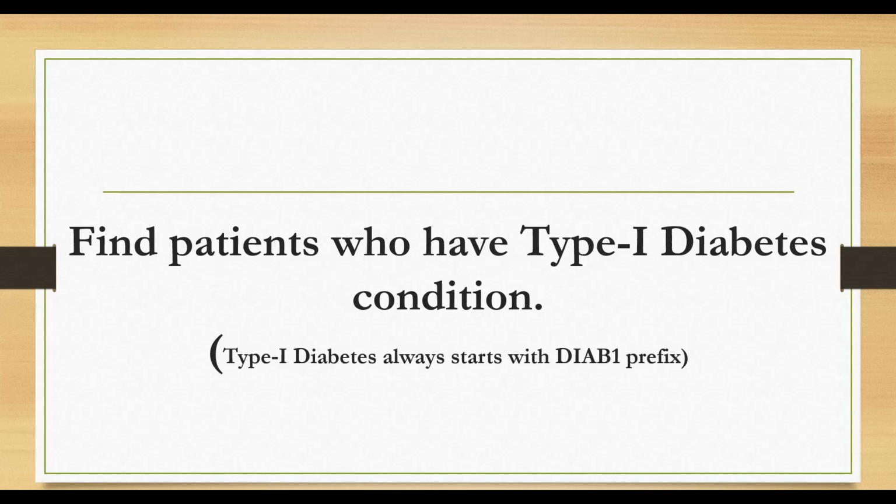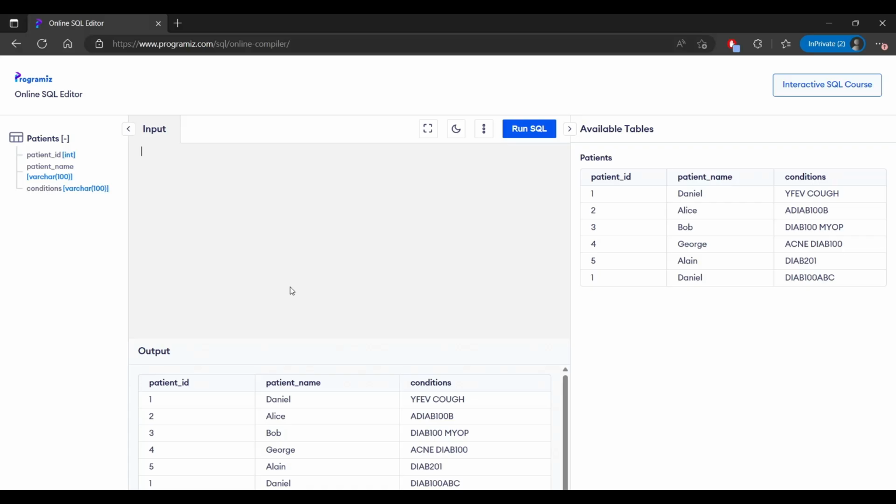Let's see the table structure. Let's go to our SQL playground. Let's try to solve this problem. We are given a patients table that contains patient ID, patient name and conditions. So records are populated here. We are interested in those patients who are suffering from type 1 diabetes.